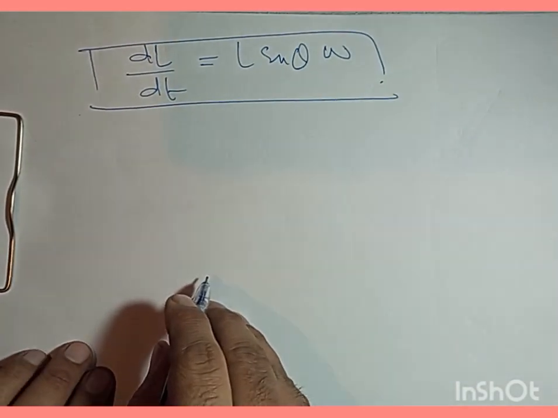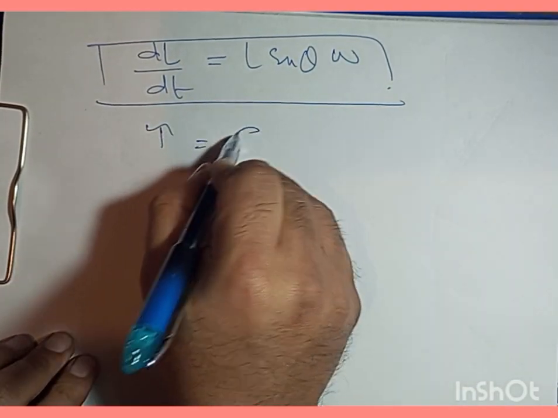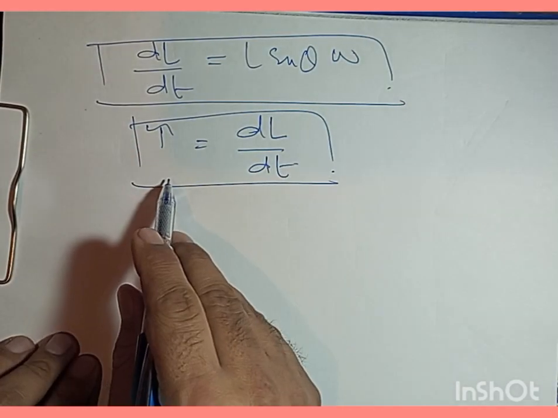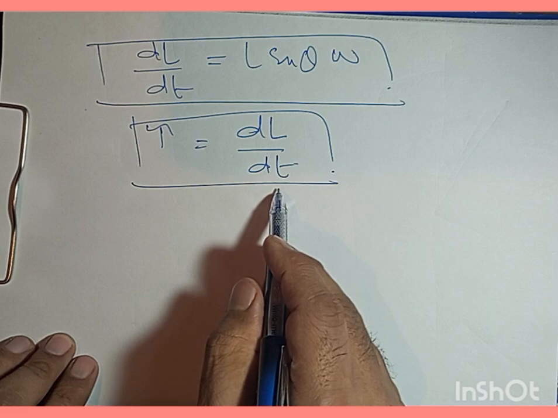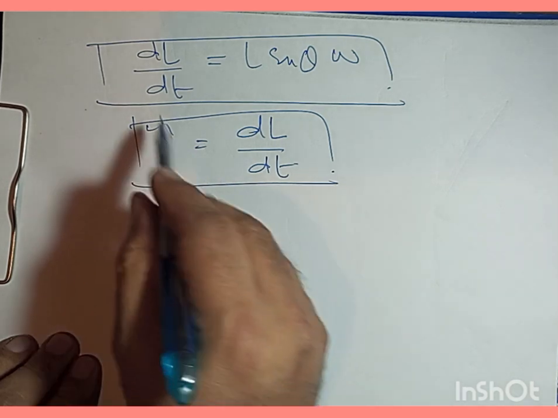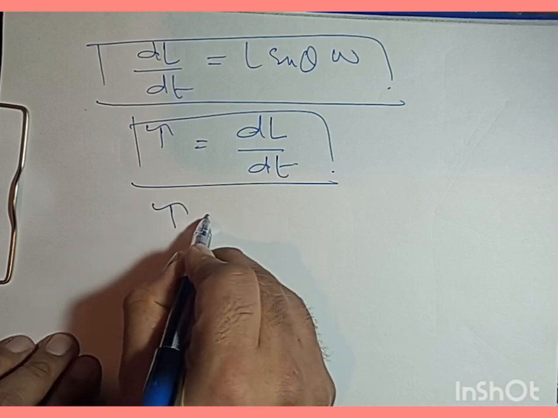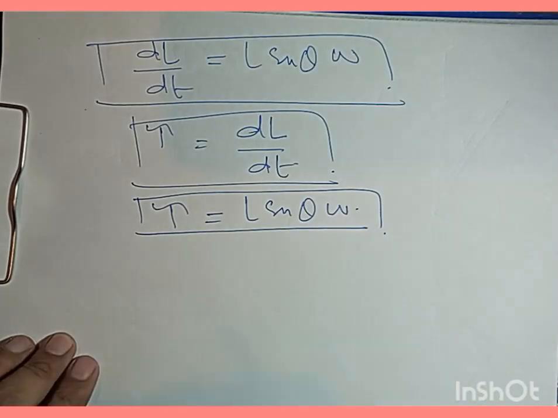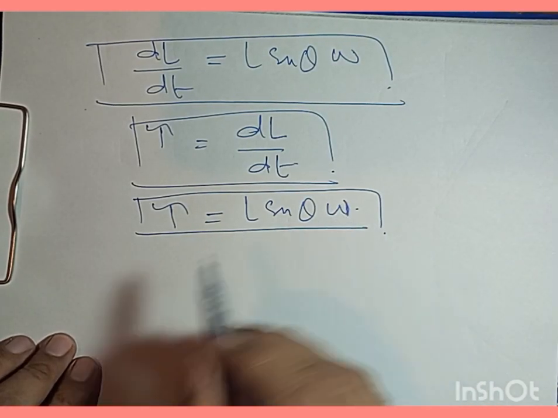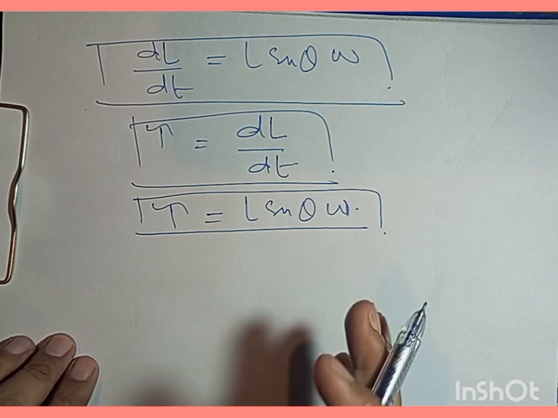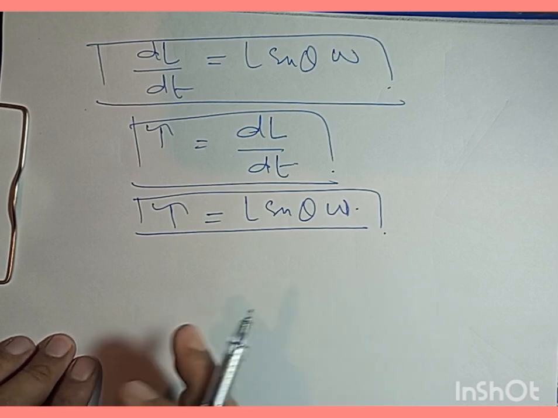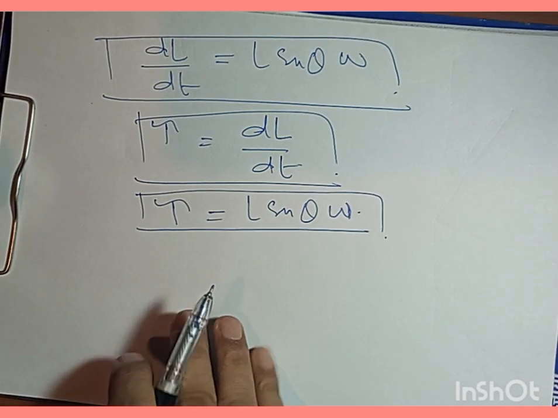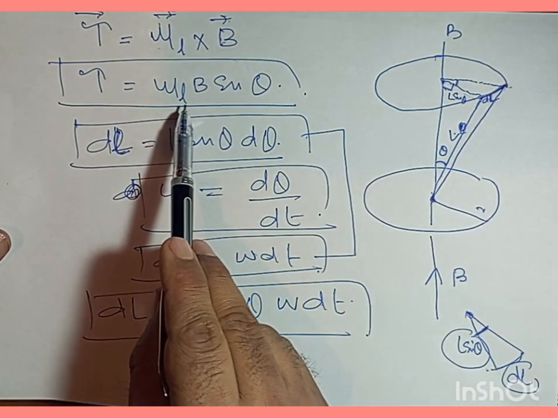Now, we better understand that torque is also defined as the time derivative of angular momentum. So if torque is also defined as the time derivative of angular momentum, then instead of dl by dt, I would like to write torque here. So that is L sine theta omega. Now this is the omega. This is the omega of precession. This is the Larmor's frequency that we are interested to develop an expression for. And what we have for torque here, this torque is mu L B sine theta.